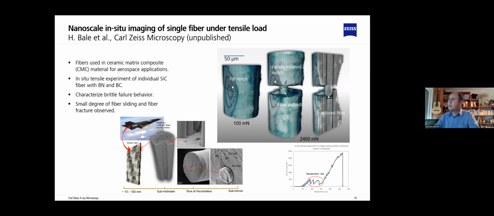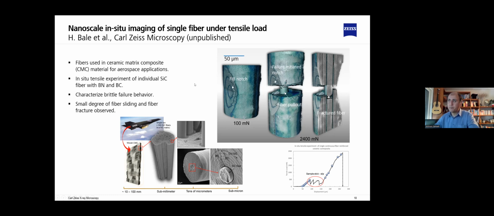Another nice example is a tensile experiment on a single fiber of boron carbide or boron nitride. These are used as building blocks or components of high performance materials used in aircraft. In this study, the researchers wanted to understand the exact mechanical properties of the bulk material, and for that they started from its building blocks. So they took an individual boron carbide fiber, flip notched it for crack initiation, pulled it using the Ultra low stage inside the Ultra X-ray microscope, and watched it in 3D to see how the failure grows and propagates.